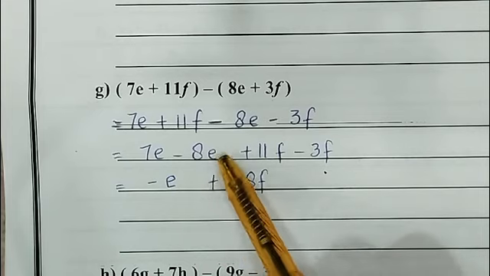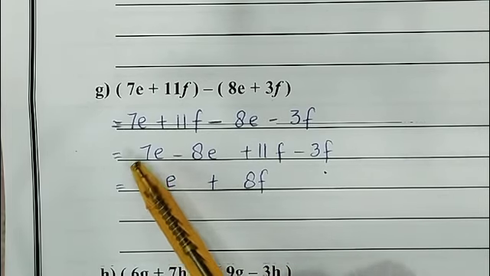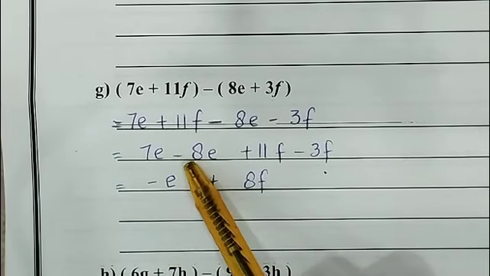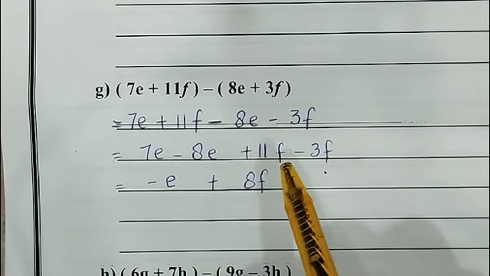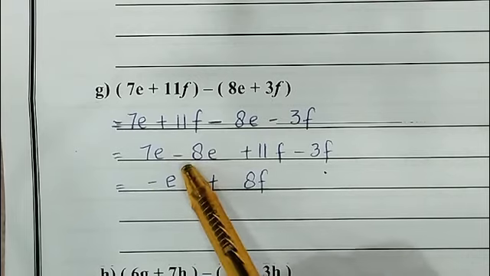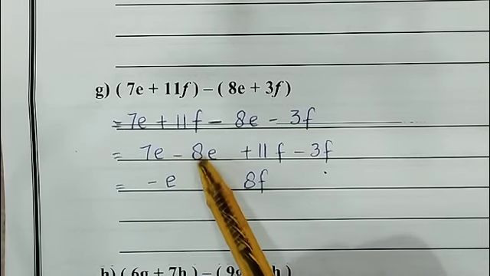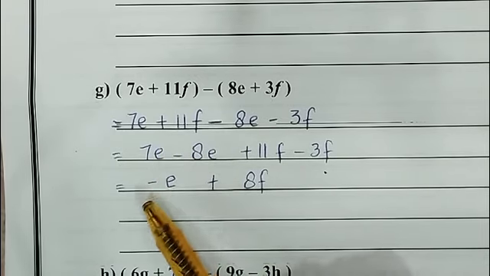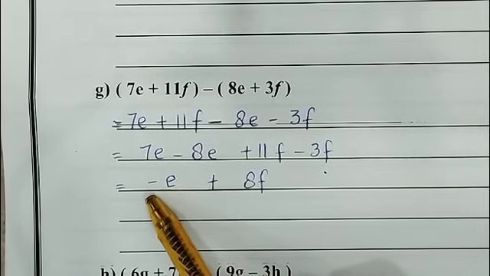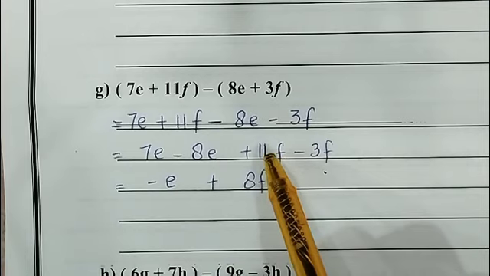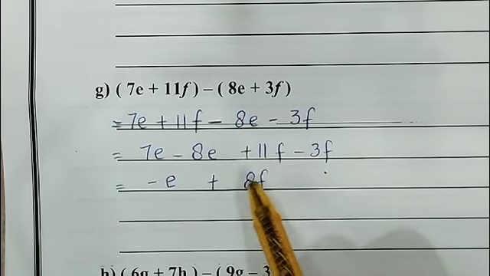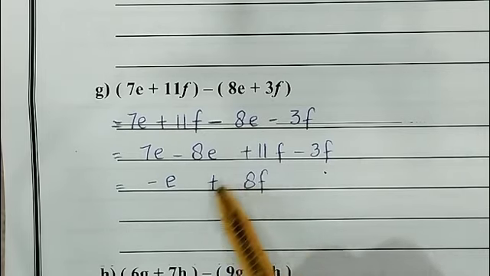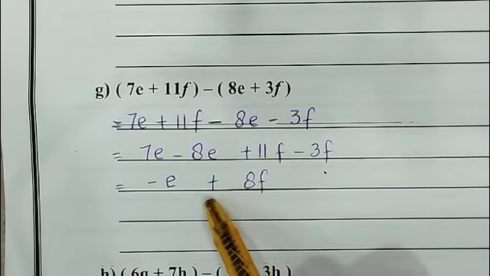So 7e minus 8e, as you know the signs are different, so when the two terms have different signs you are always going to subtract, and when the terms have similar signs you are going to add. Here the signs are different, so you are going to subtract 7 from 8. 8 minus 7 is 1, so here comes minus e. Why is minus written? Because the greater term has a minus sign. Again 11f minus 3f, signs are different, so 11 minus 3 is 8, and the sign is that of the greater term, so plus sign is over here.